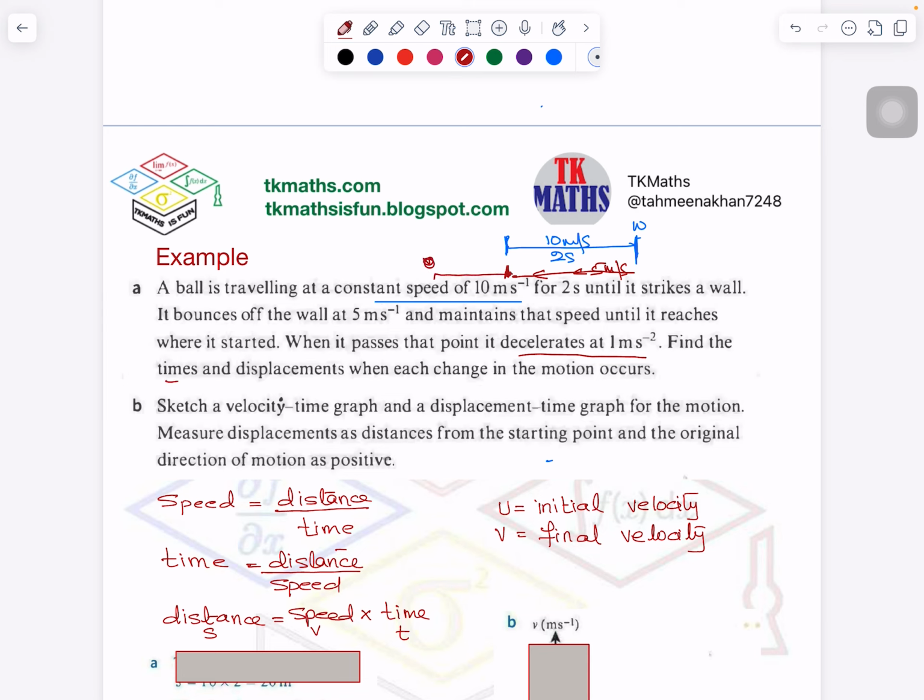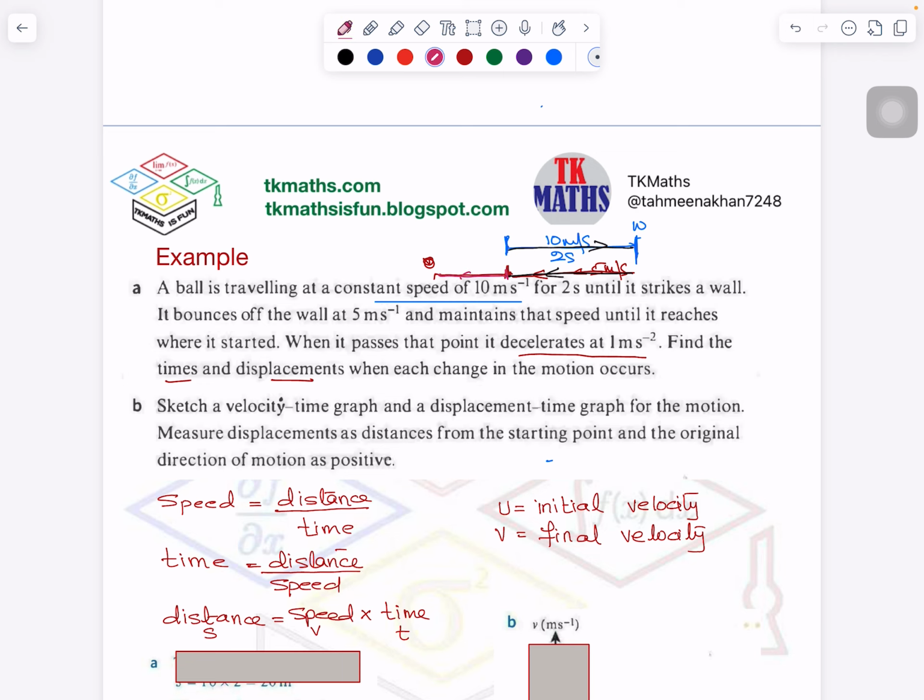Find the time and displacement in each phase of the motion. Now what does this mean? There are 3 phases. One phase is from the starting point to the wall. The second phase is bouncing back from the wall and coming all the way back to the starting point. And then from the starting point, it decelerates and comes to rest. So we have to find the time and displacement in each of these 3 phases.